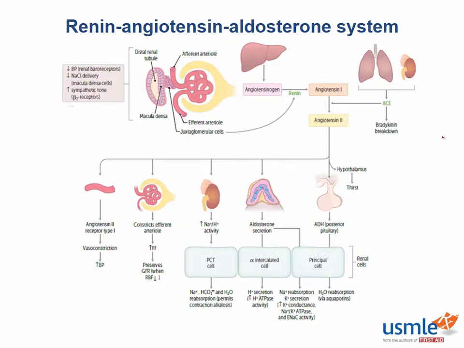So RAS is a very important pathway, especially with the high prevalence of hypertension in the United States. So knowing this pathway, as well as its inhibitors, such as ANP, will be really important for you guys on test day, as well as for your clinical practice.